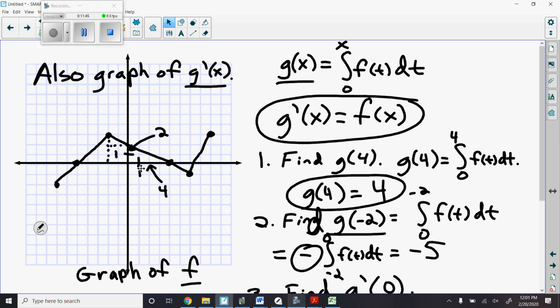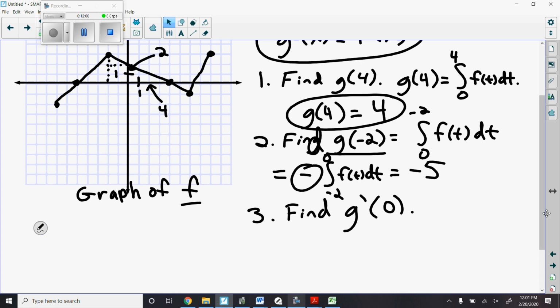So to find G prime of 0, when x is 0, G prime is equal to 2. I just read the y value there of 2. So I'll go ahead and put that in there. G prime of 0 equals 2.